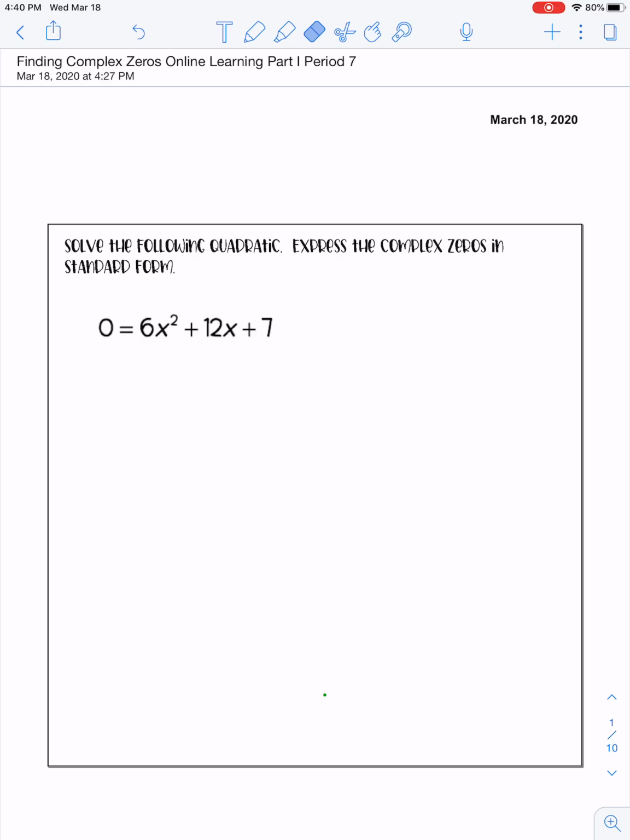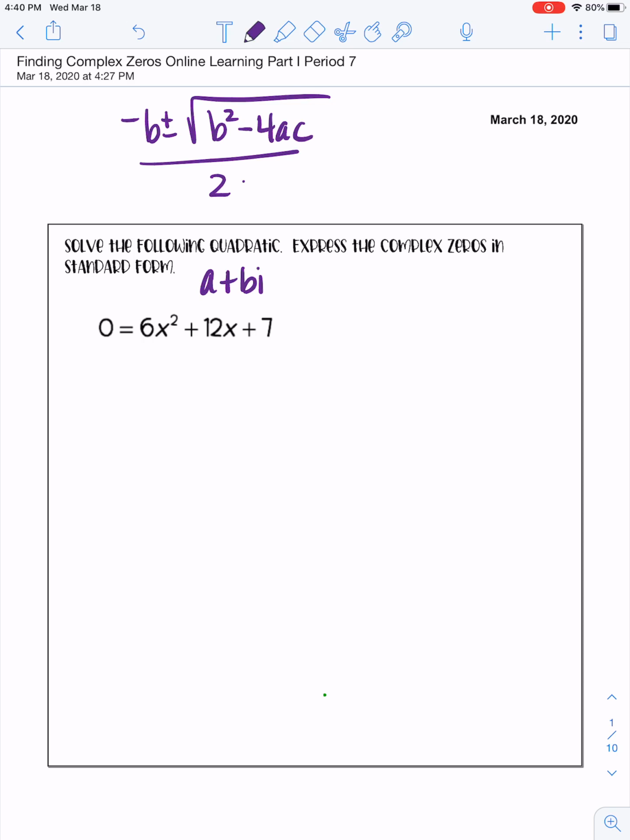All right, so now we're solving this quadratic, and we're going to express the complex zeros in standard form. Remember, standard form is a plus bi, right? This is not factorable, so I have to use the quadratic formula, which is negative b plus or minus the square root of b squared minus 4ac, over 2a, okay? So my a is 6, b is 12, c is 7. I'm going to substitute all my values into my formula.